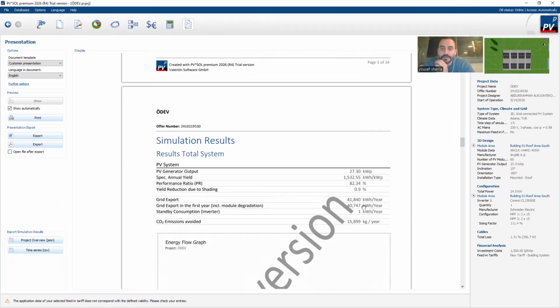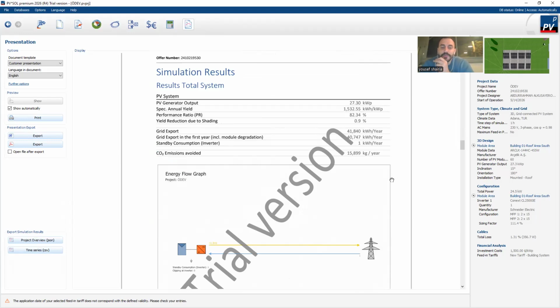Okay, now we will go to page number 6. Now let's look at the simulation results. After running the full simulation in PVSol, the software generated a detailed production forecast for the system. I will walk you through the key figures on this page. Here, the PV generator output is 27.3 kilowatt peak.